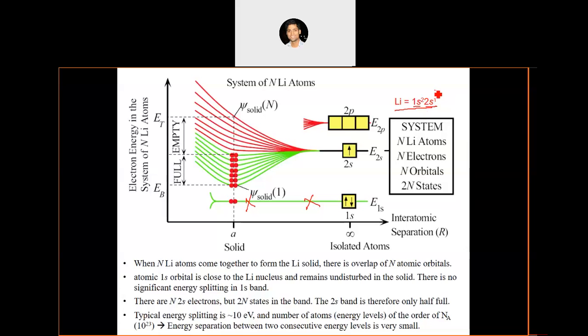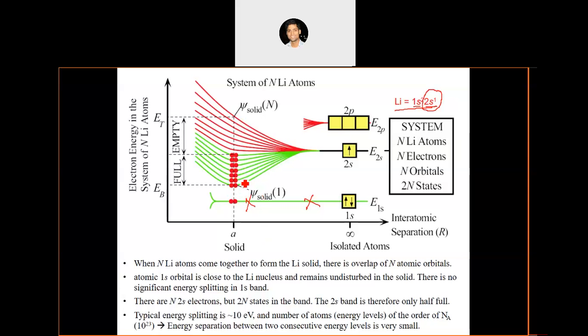Only the electrons which are in the 2s subshell will participate in the bonding, right? So what will happen when we have n atoms? There will be overlap of n atomic orbitals or n energy levels, and we will form n molecular orbitals also, right? As we have seen already, there will be n different energy levels or n molecular orbitals.